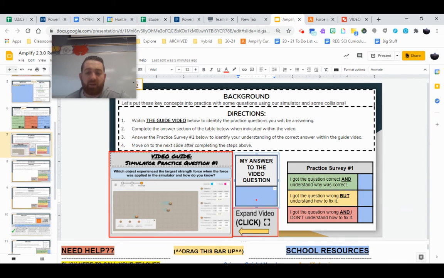Now we're going to dive back into the practice survey. You're going to put your X here, here, or here based on your answer. Did you get the correct answer? And do you understand why it's correct? Did you get the question wrong, but you now understand what you did wrong or why the other answer I explained is correct? Did you get the wrong answer and still don't understand? Obviously, you'd put your X there. So that's how we're going to break down the questions. This is how we're going to present them. And that's how you're going to complete the answer section and the survey.